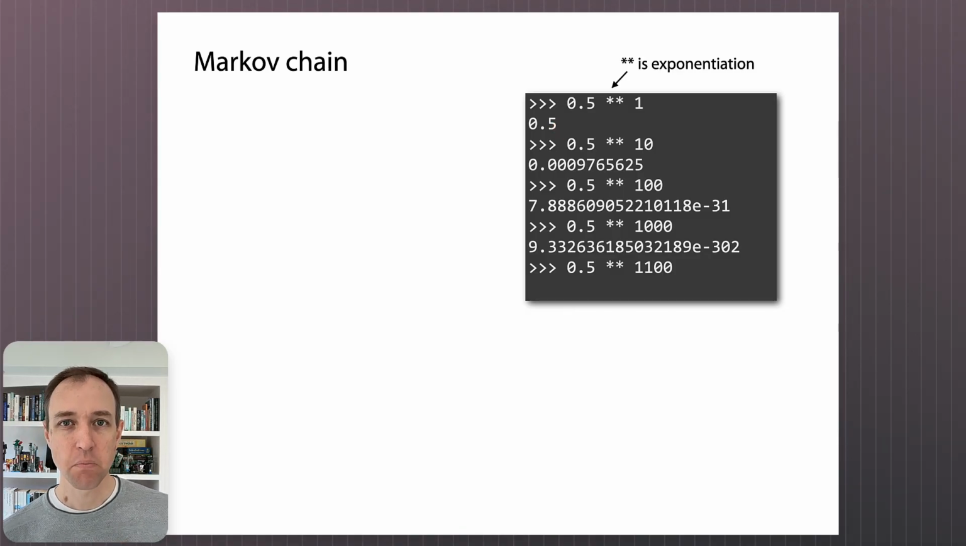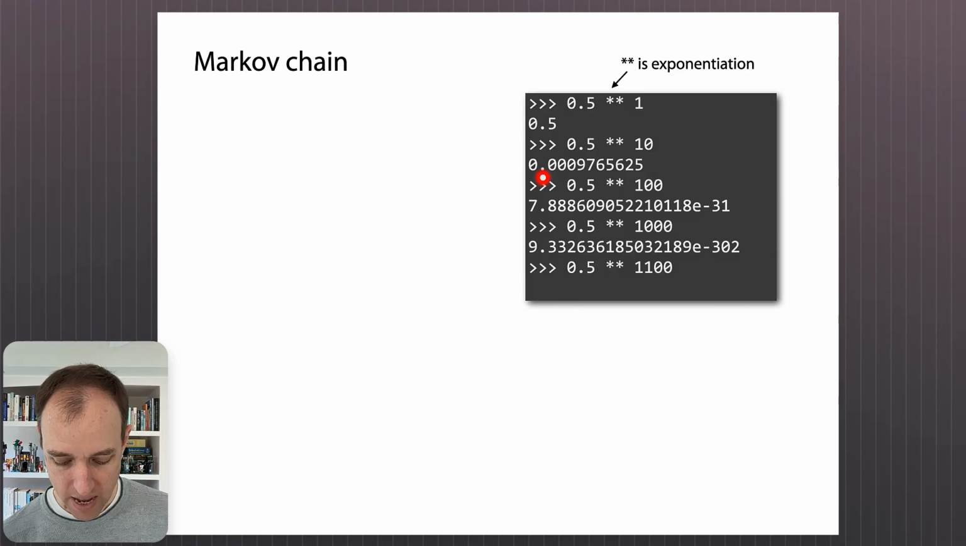But now let's make some products of 1/2s, right? 1/2 just being an example of a probability. A probability might be 1/2. Right, so here's 1/2 times itself 10 times. So this is 1/2 raised to the 10th power. And what do we get here? We get something like 1 times 10 to the minus 3, right? A little bit less than that.